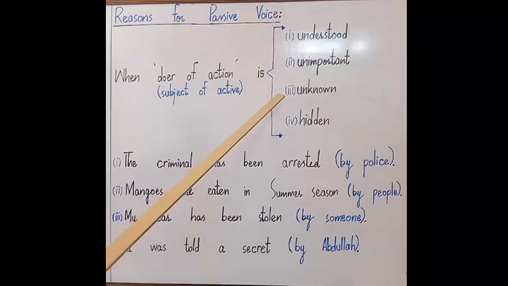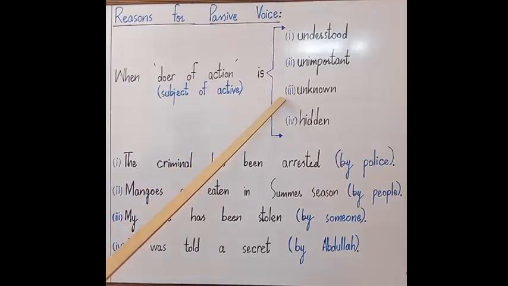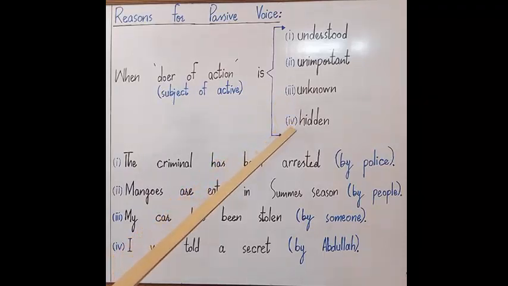When the subject, which means the doer of an action, is unknown, in this case also we use passive voice, not active voice. And when the speaker wants to hide the subject or the doer of an action in the sentence, he uses passive voice.